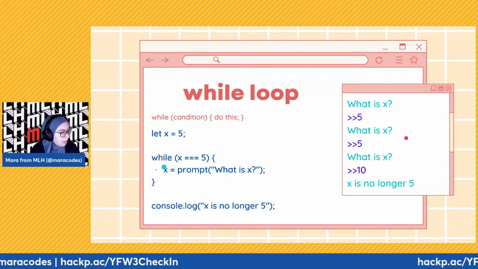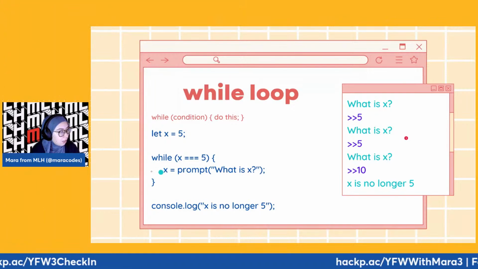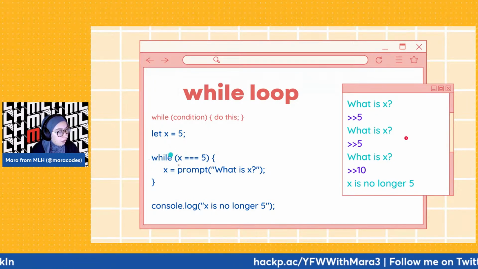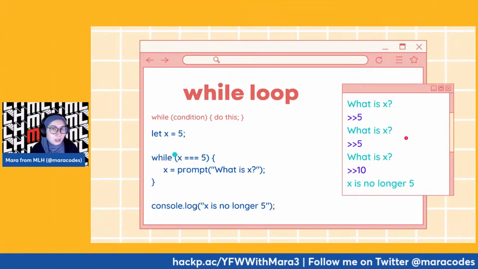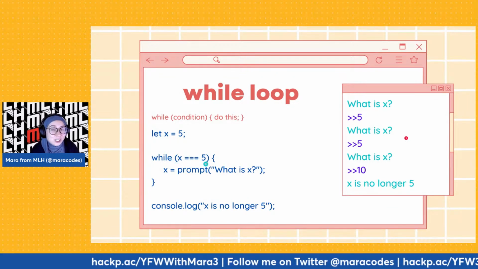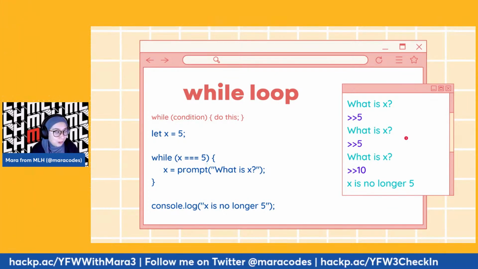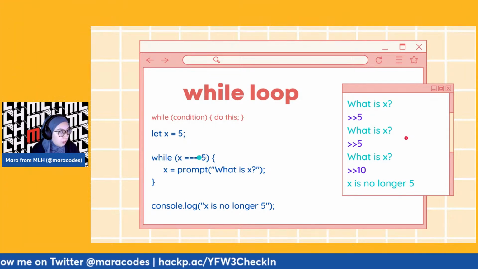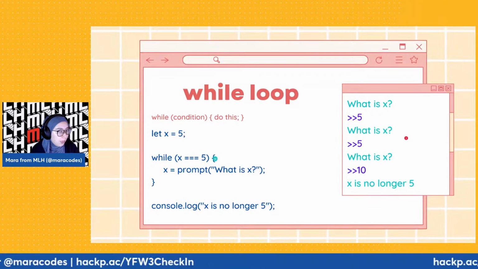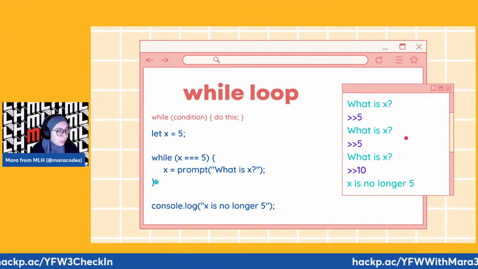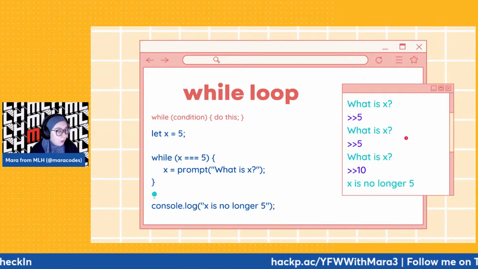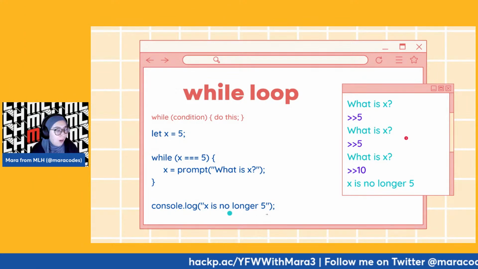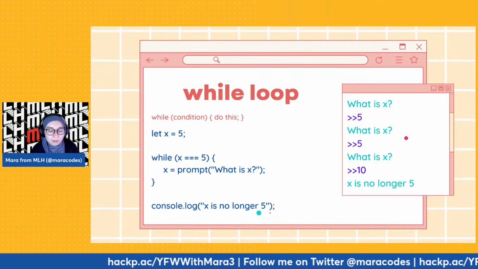And so it's just finished this line of code, and then it's going to go back up and check, hey, is this still true? And it's not. So it says, okay, I'm not going to do the code here. I'm going to skip from this curly bracket all the way down to this curly bracket, and then continue on with the code. And then it's going to print out x is no longer 5.